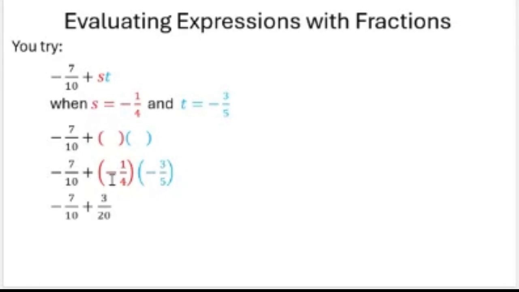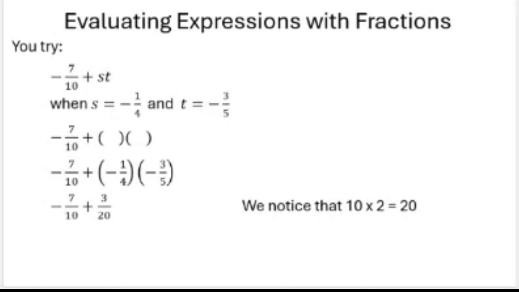So a few things happened here. Negative times negative becomes positive. On the top, 1 times 3 is 3. On the bottom, 4 times 5 is 20. Make sure that makes sense to you. So now we have negative 7/10 plus 3/20. Got to be really careful here on the negatives and positives.